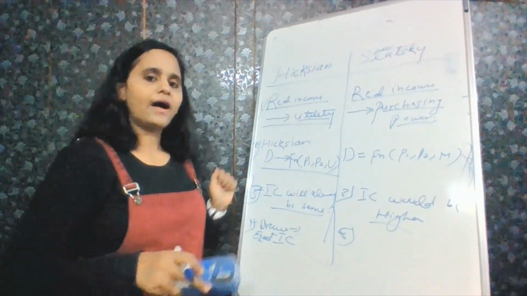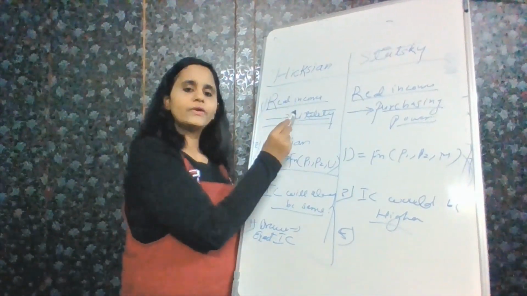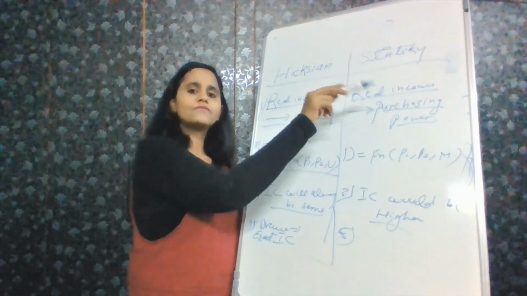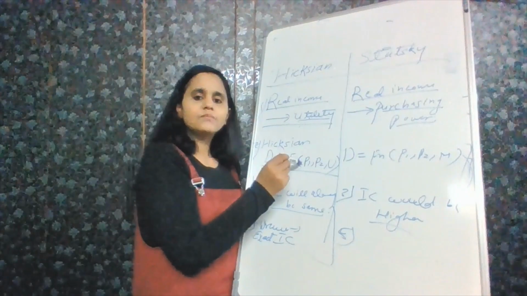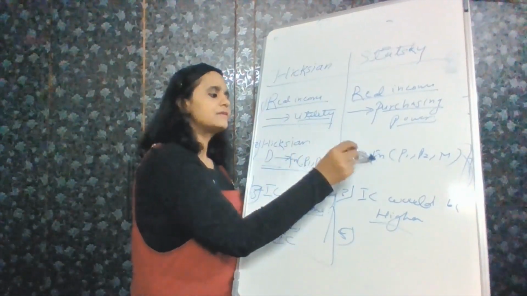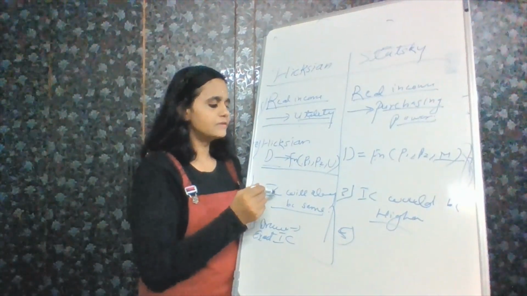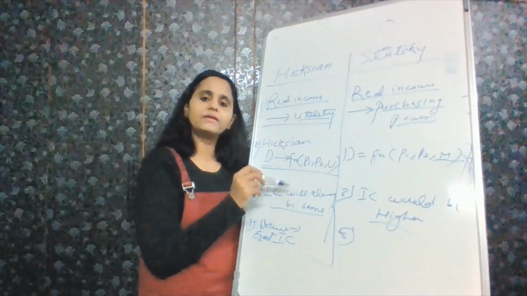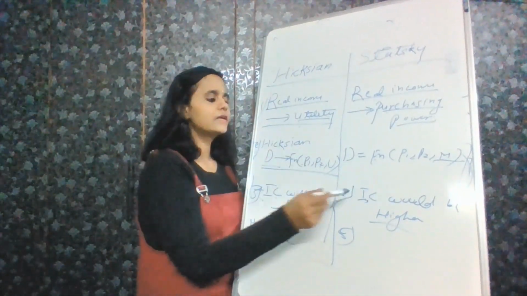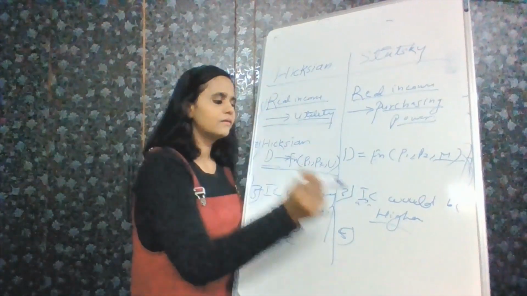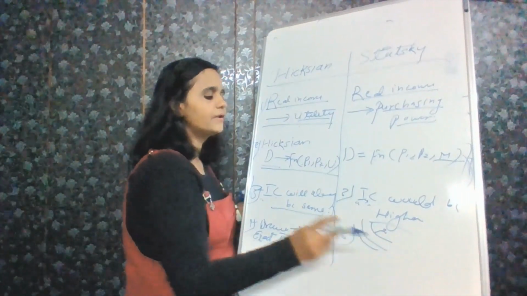I'll just reiterate it once. In the Hicksian approach, your real income is measured in terms of utility. In Slutsky, real income is measured in terms of purchasing power. In Hicksian, your demand function will be in terms of prices and utility. In Slutsky, it will be price and your purchasing power. In Hicksian, your indifference curve will always be the same, because you are assuming that your utility will always be the same. But in Slutsky, if your prices are decreasing, your new IC curve will be higher. If prices are increasing, your IC curve will be lower.